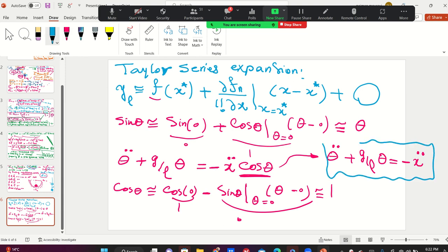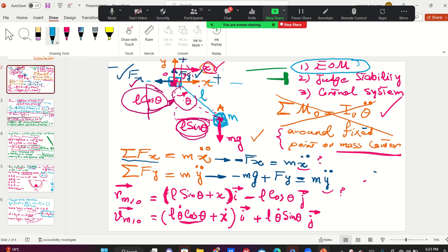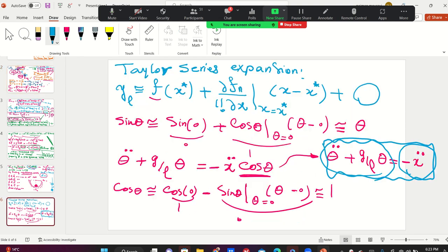Here we go. We linearize it. We linearize the internal dynamics of the system on the left hand side, and this is the excitation on the right hand side. Okay? Now we can judge the stability of the system. How? I'm going to teach it in the next class.